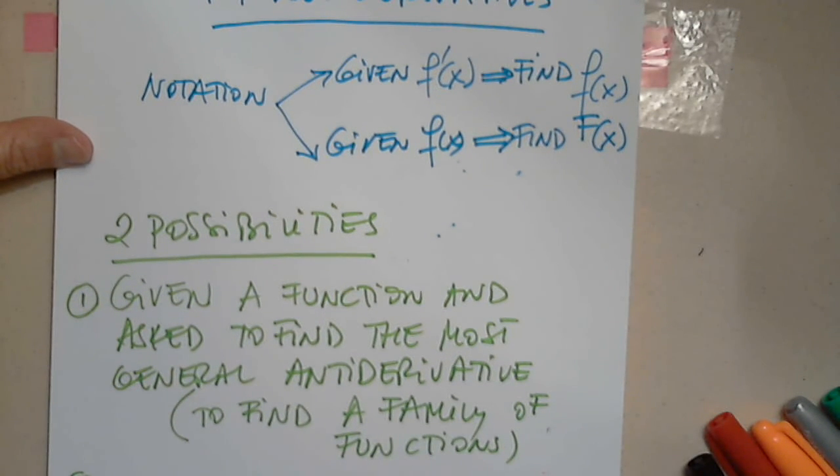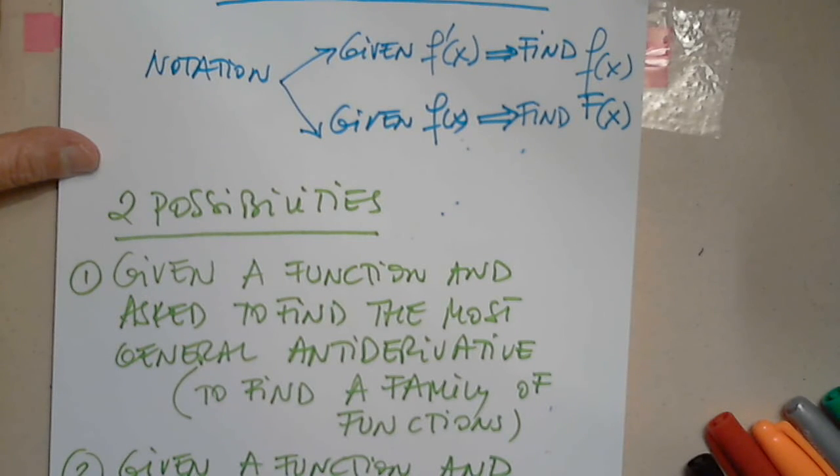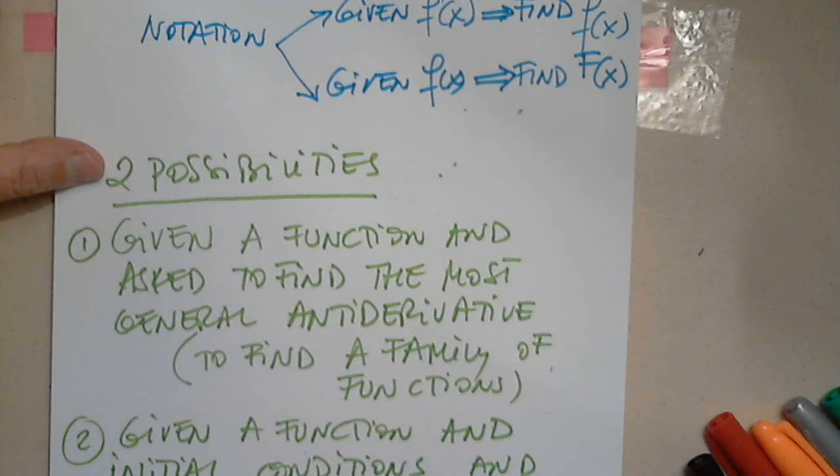Number 2, I may be given a function and conditions, initial conditions, and asked to find the unique, the only one, the unique antiderivative. Of course, that satisfies the conditions given.